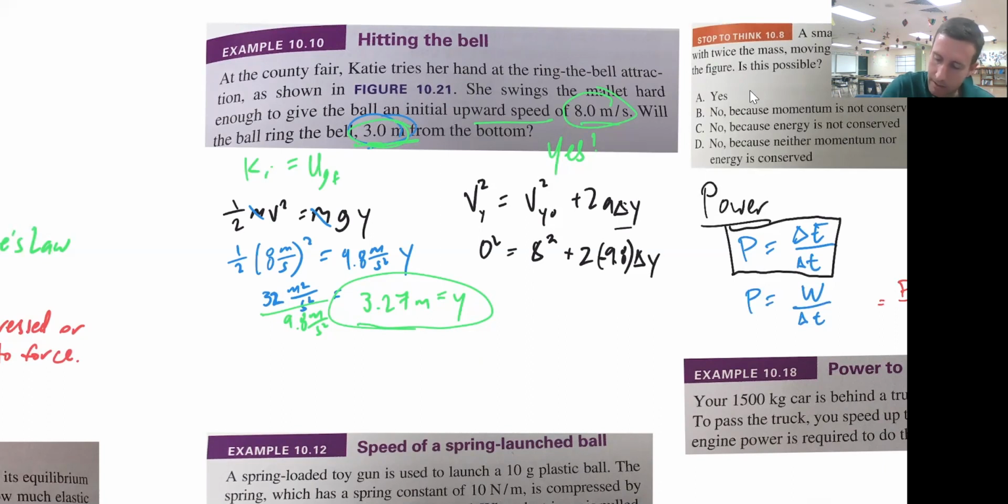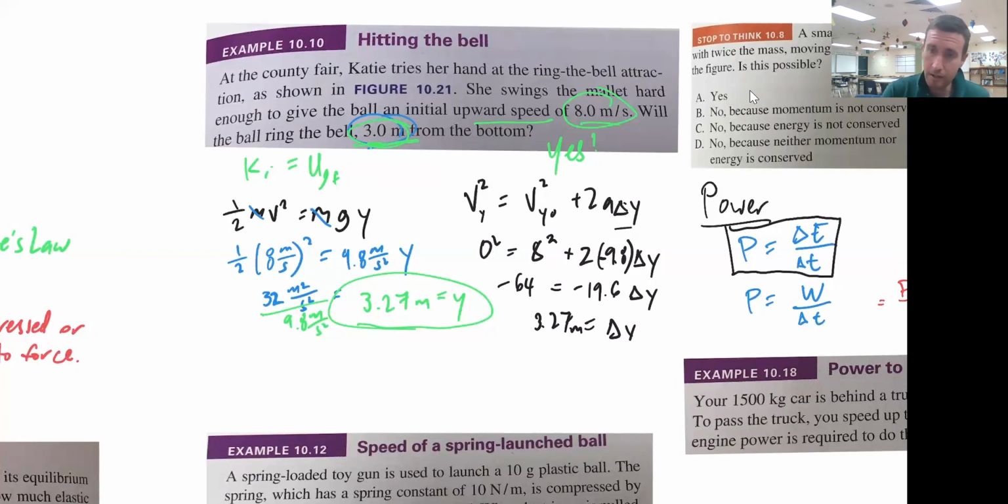Negative 9.8, the acceleration is downwards. So negative 64 equals negative 19.6 change of y. Solve for change of y, equals 3.27 meters. Checks out. Yep, same answer. So I could use either one, energy or kinematics.